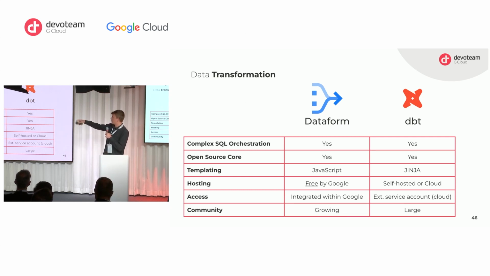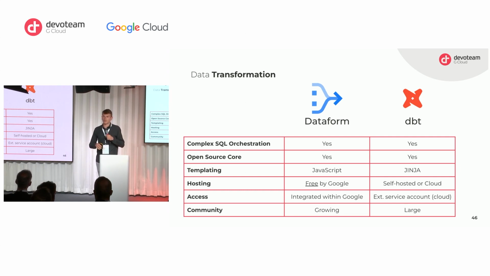Now, looking then at the access, Dataform being integrated within Google is pretty convenient and secure, because you're using the Google Cloud IAM, etc., service accounts to be able to query your data. If you go for something like dbt Cloud, then you need to have one master service account that can query all of your data and have it in a separate SaaS solution. So that's maybe something to think about. And then the community. So dbt definitely has the largest community.